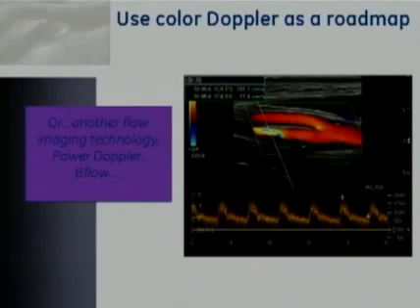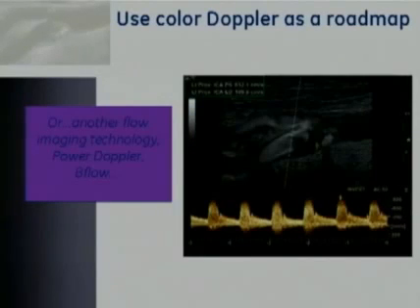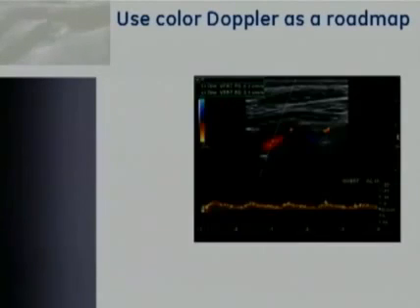We could also use power Doppler, just looking at the anatomy of the residual lumen and using that to guide our Doppler sample volume, or B-flow or other flow imaging tools. The point is that the flow imaging tools are very useful for us, and they can provide a roadmap for placement of the Doppler sample volume.